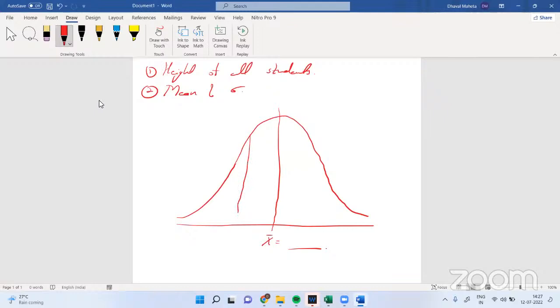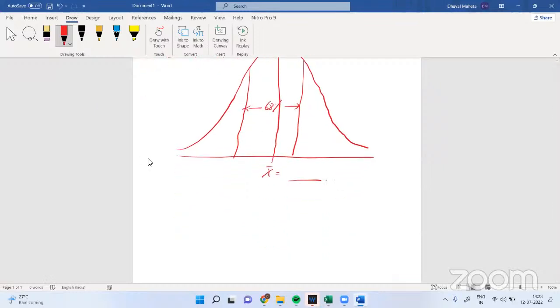Now, if you will take x bar plus or minus 1 sigma, then 68% observations will come here. It means that suppose there are 100 students in your class, and if you multiply it by 0.68, 68 students will obey this principle. How? Let us understand.